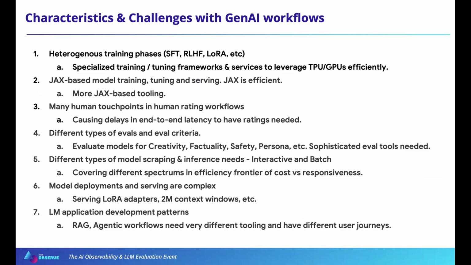And the fifth one is around model serving. During the experimentation phase, we see a lot of different types of inference patterns, like the interactive and batch ones. They have different spectrums in the efficiency frontier of cost versus responsiveness. For interactive, folks want fast response. They are okay with some idleness in GPUs. For batch, they want more throughput optimized, and it may not be responsive. So we have to build systems for those kinds of scenarios.